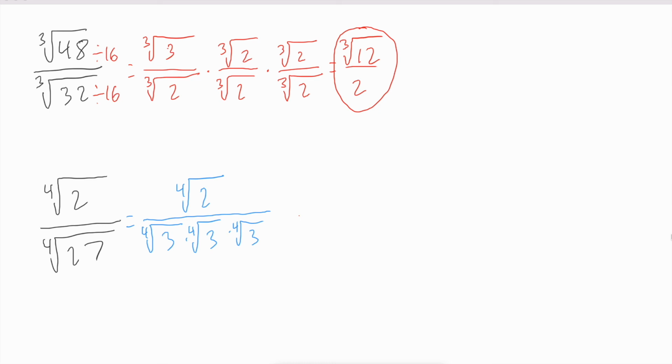So that means in order to get a perfect fourth, we would need to multiply the denominator and the numerator in this case by one more 3. We only need one more to get a perfect fourth. So we need to multiply as many times to get a perfect fourth. So we can multiply the top and the bottom by the fourth root of 3. And now on the bottom, that leaves us with fourth root of 3 to the fourth, which is just 3. And on the top, we have the fourth root of 6. 2 times 3 is 6. And this is now as simple as we can get it.